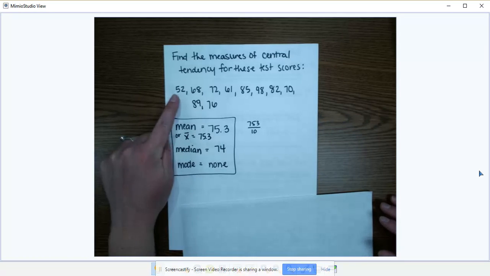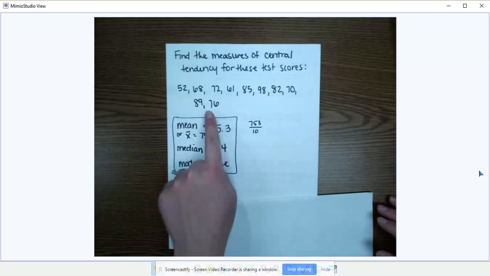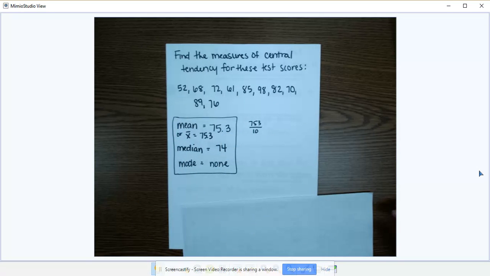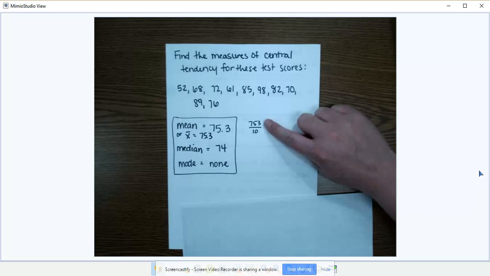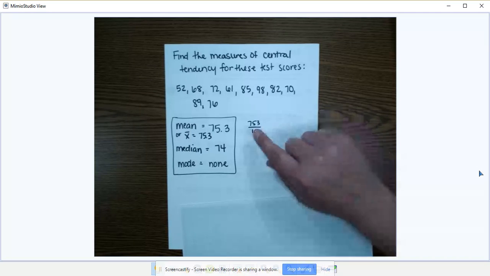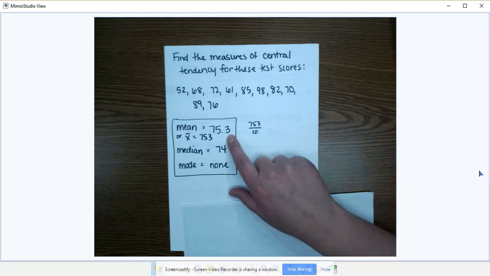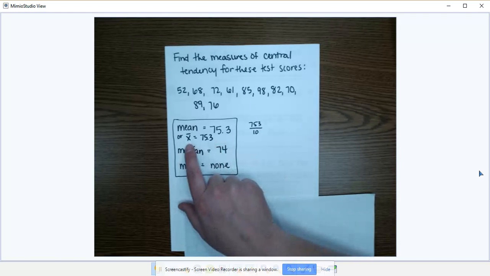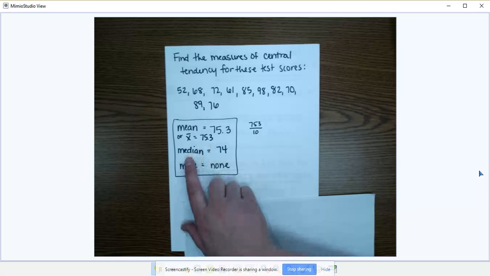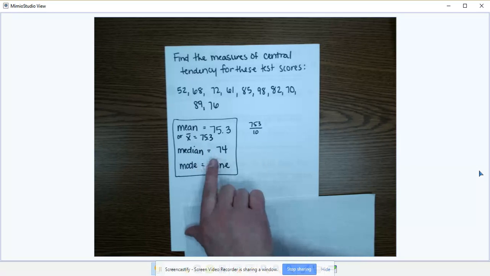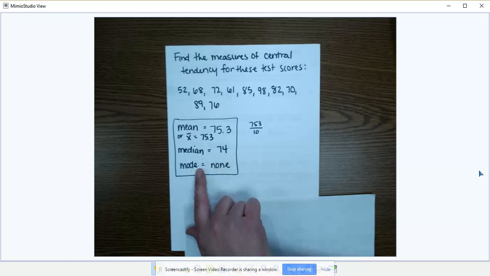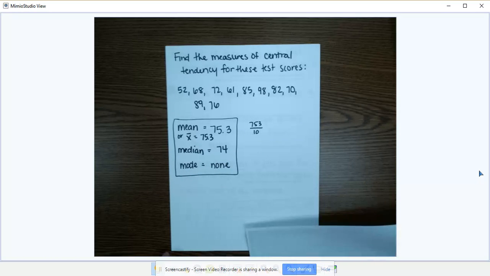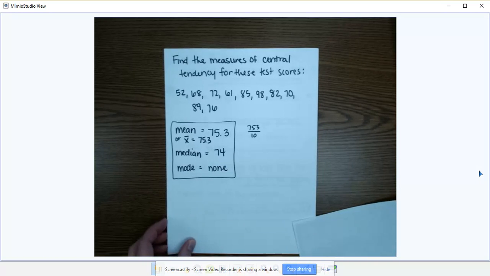Our mean, remember, to find your average, you add all of them up and then divide by how many terms you just added. So when you add all of them up, you get 753, and there's 10 test scores, so you would divide by 10. That gives you 75.3. I did also show it in our notation, so X bar equals that 75.3. Median, if you lined them all up, would be 74. And then our mode, there are no test scores that repeat themselves, so we would just have none.